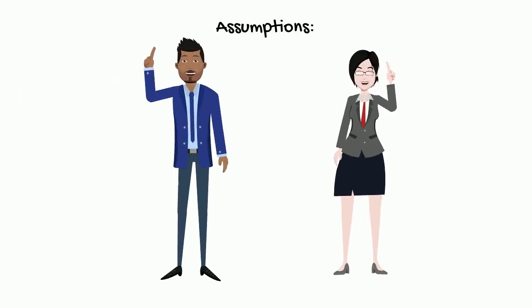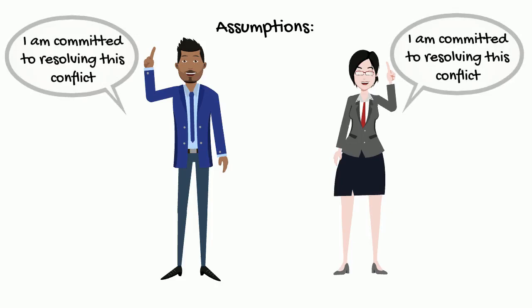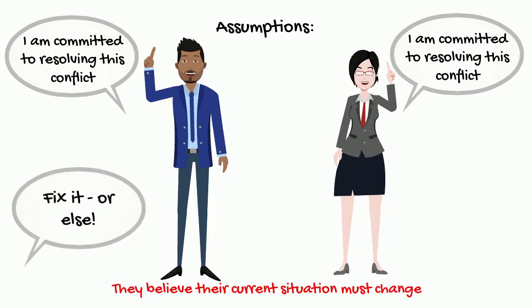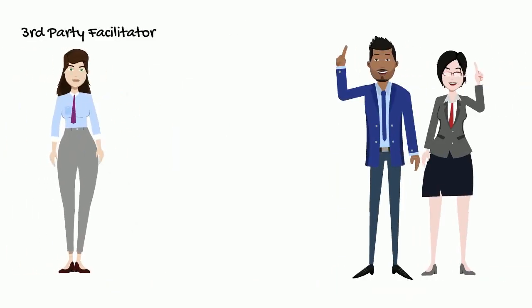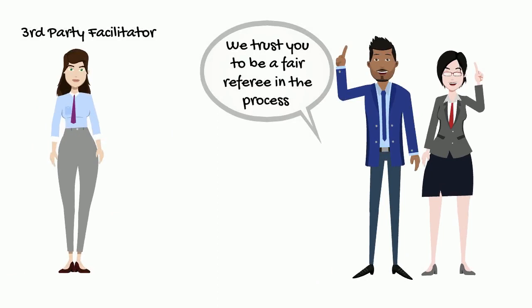There are a couple of assumptions that need to be satisfied before choosing this design. First, the two conflicting parties need to be committed to resolving the conflict. This could be because they believe their current situation must change, or because they've been told to fix it or else. Second, the third-party facilitator, you, is trusted by both individuals to at least be a fair referee in the process. Step 1. The setup.